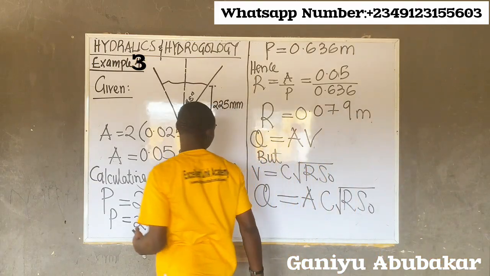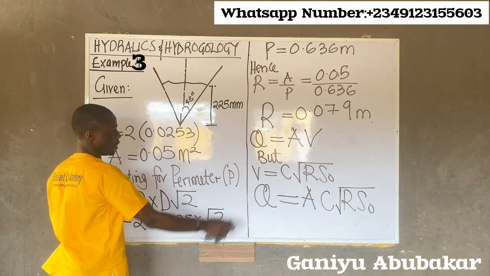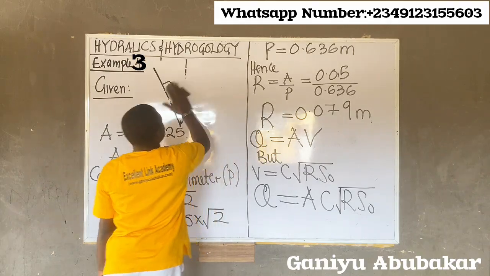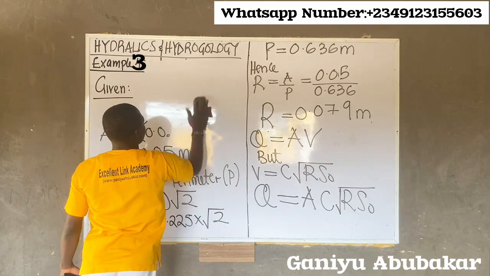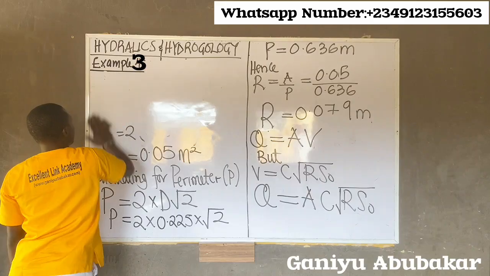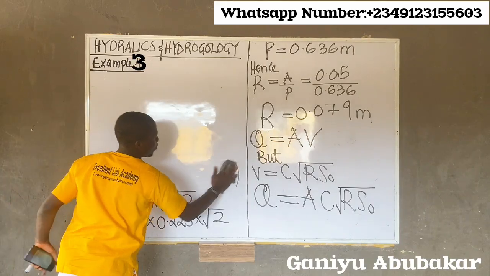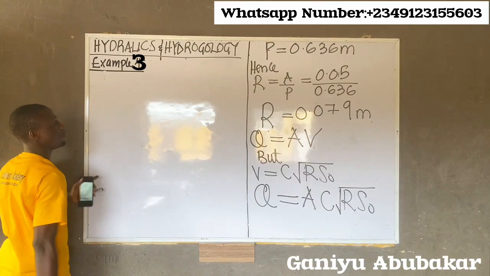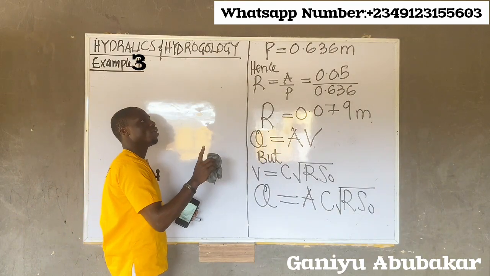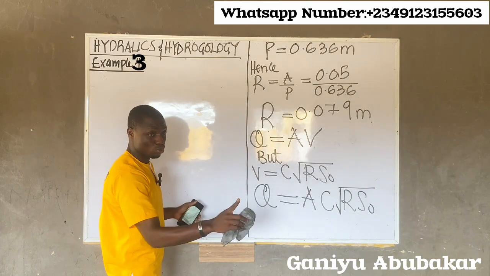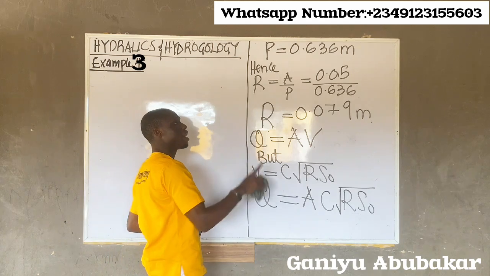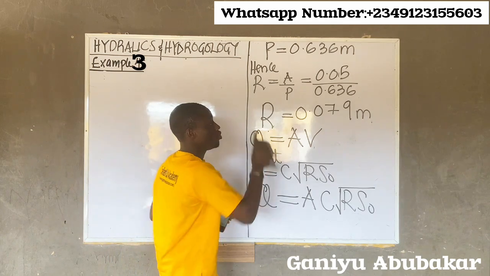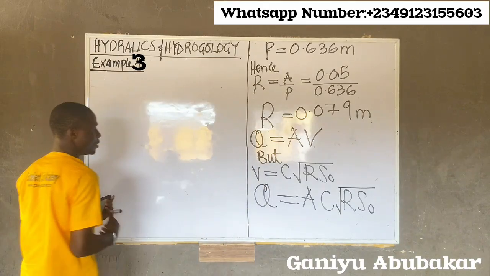So from here, I'll take this off. Let's get S naught from here. For this shape, your perimeter becomes 2 times d root 2. Your area becomes half times d squared, for this V shape. All right, so that's basically that.